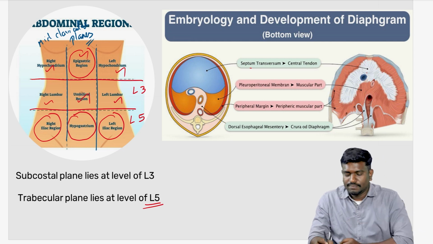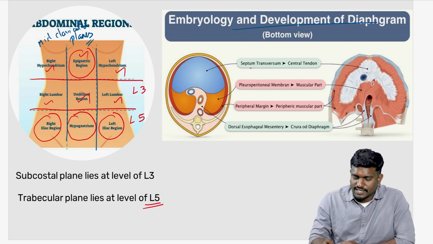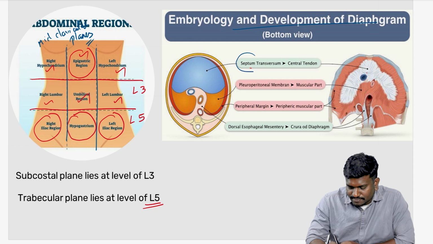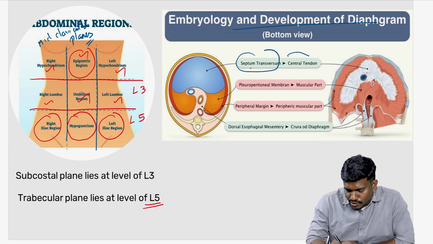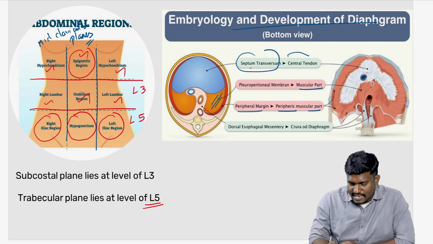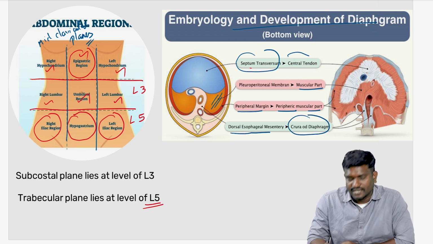Let's quickly revise the embryological development of the diaphragm. Remember, the septum transversum is going to be converting into what? Central tendon. The pleuroperitoneal membrane is going to be the muscular part. The peripheral margin is going to become the peripheral muscular part, and then we have the dorsal esophageal mesentery, which is going to be the crura of the diaphragm.